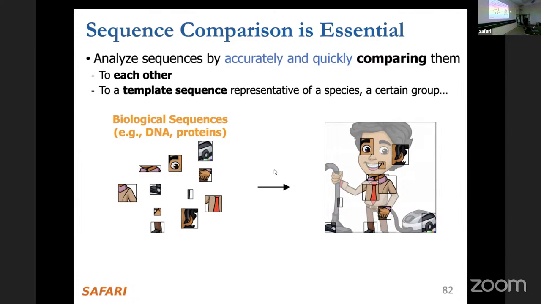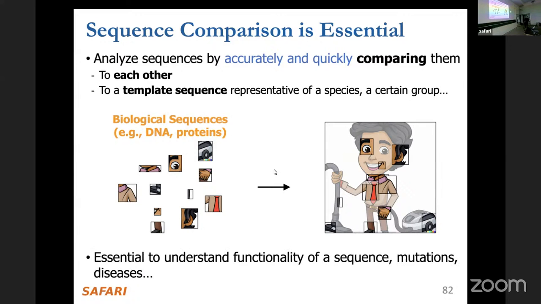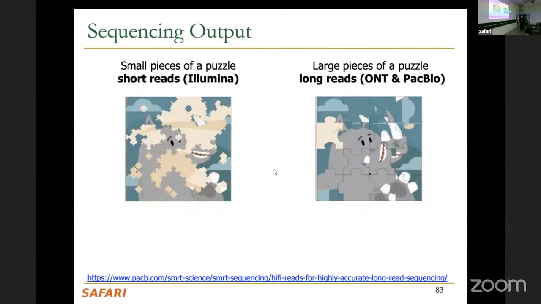Remember the human genome that we talked about before. You can look at that template sequence and then try to see how and where this particular fragment matches in that template sequence. And then you can do your analysis accordingly as well. But again, this is really essential to understand the functionality of a sequence, mutations, and diseases and so on.